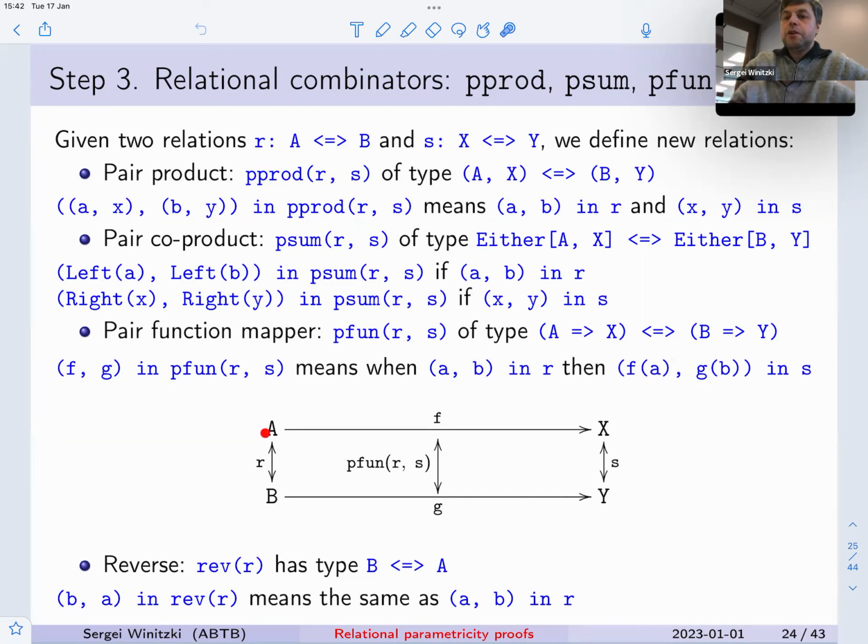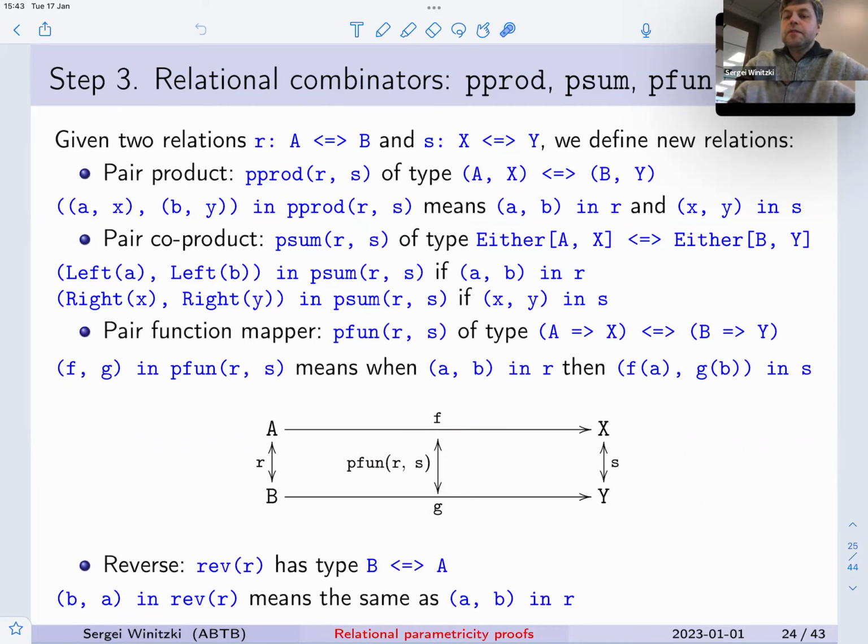We take two arguments, arbitrary A and B, as long as they are in this relation R. When you map them into some X and Y using the functions f and g, then those results must be related by S. If that is true for all values A and B here that are in R, then the functions are related by this function pair mapper. So the pair of relations becomes a relation between a pair of functions.